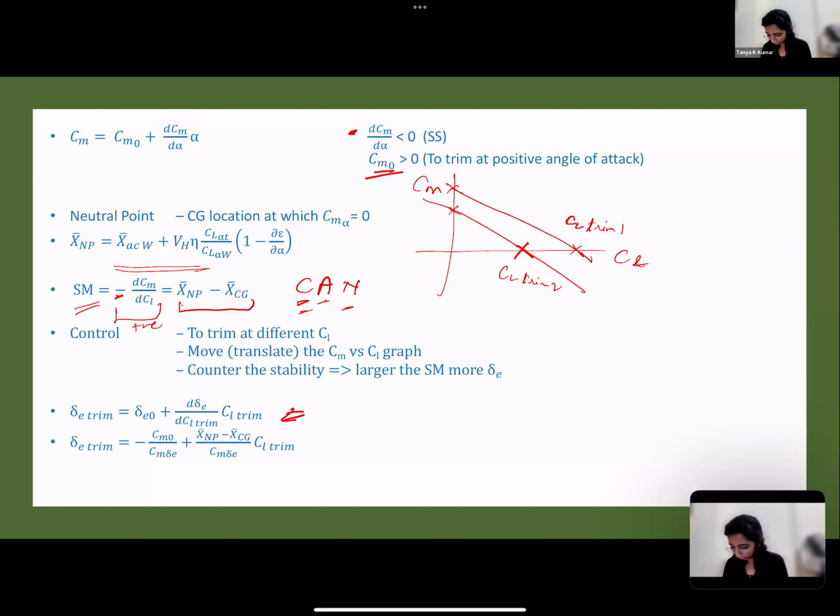Again, this graph has a negative slope. So this is delta E trim and this is CL, and you have a negative slope. Why? Because your xNP minus xcg is positive for a stable aircraft, and the Cm delta E, we've studied, is negative. So it has a positive intercept and negative slope, just like the Cm versus CL graph.